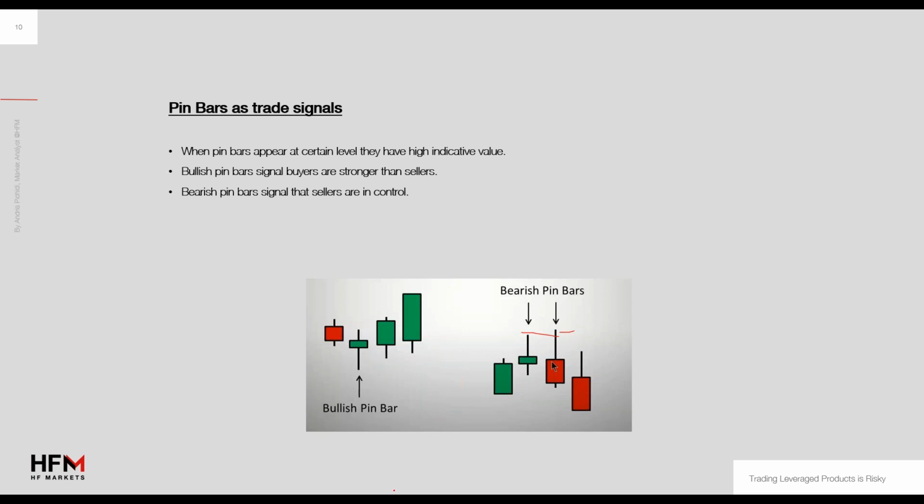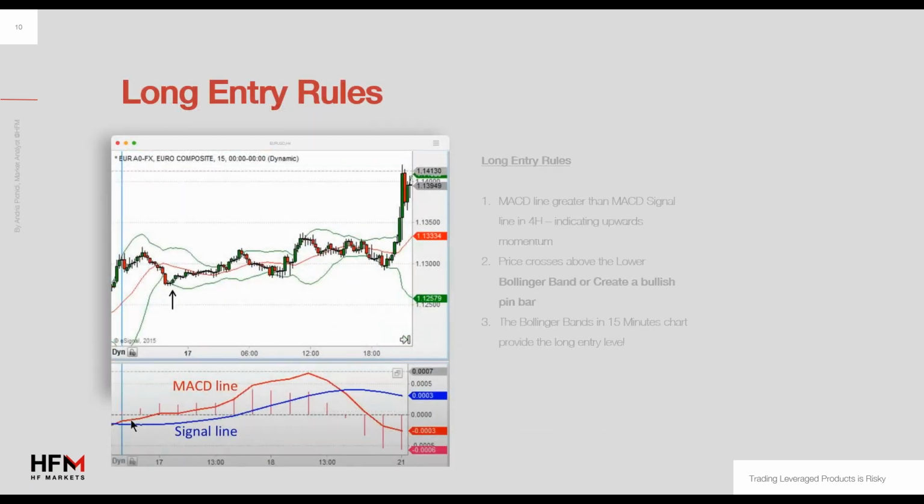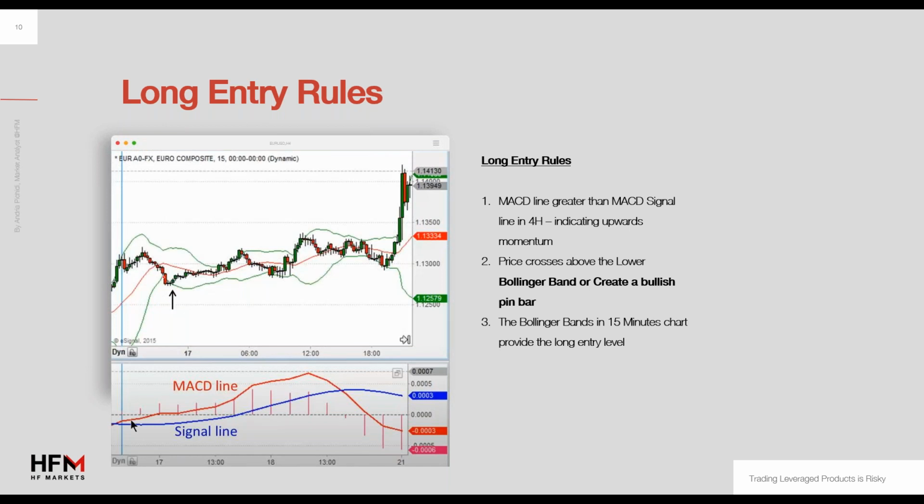Why do I mention pin bars? Because pin bars are important to identify, first of all, whether the bears are in control or the bulls are in control. But also, if we identify pin bars outside the Bollinger bands, or close to or below or above the upper or lower Bollinger band, that's a signal to enter the market. So finally, here is the strategy, dear Frank.